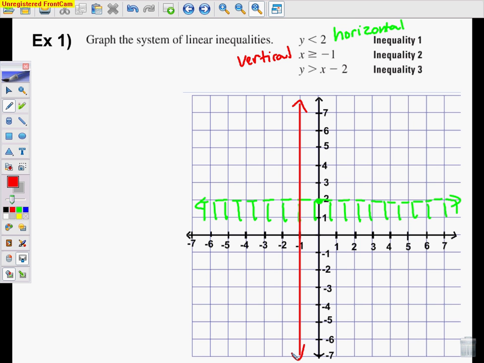That's x is greater than or equal to negative 1. So since it's greater than or equal to negative 1, we're going to shade to the right, because all of the things that are bigger than negative 1 are on this side.